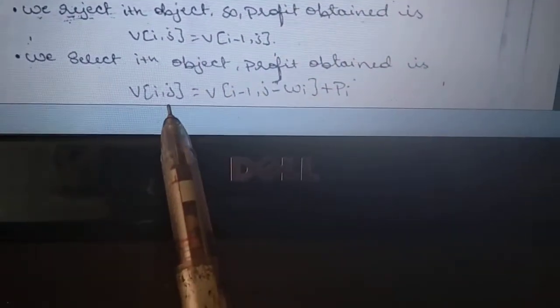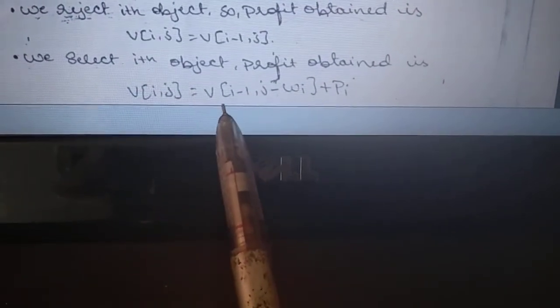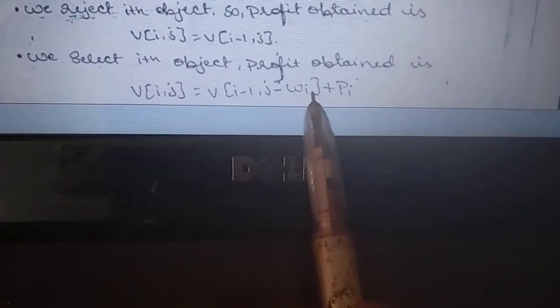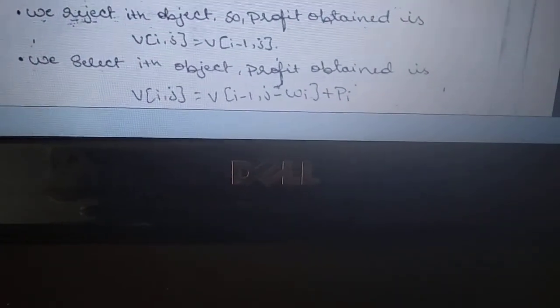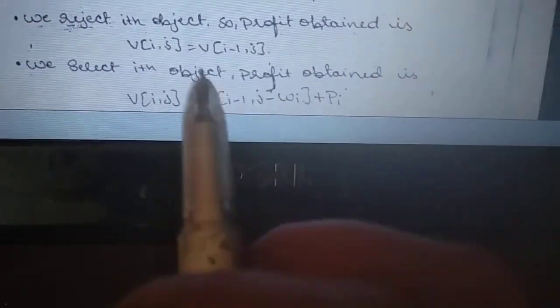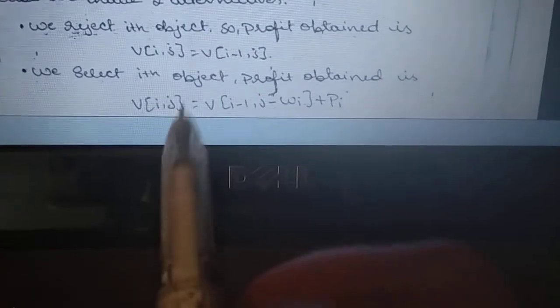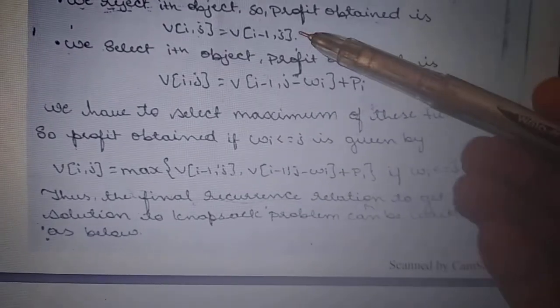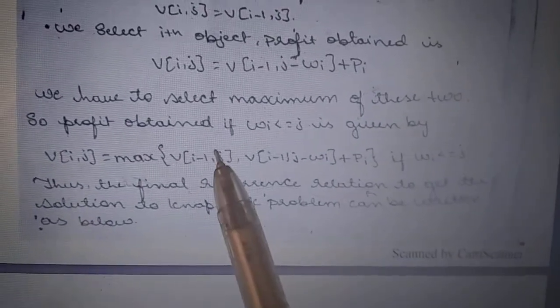Okay, if this condition is true, if Wi is less than the capacity, then select the ith object. The profit obtained, you have to calculate as V of I comma j is equal to V of I minus 1 comma j minus Wi plus Pi. This is the standard formula. We have to calculate the profit if the given object's weight is less than your capacity. I have just told you, you have to consider these two cases. So we have to select the maximum of these two profits, because here we are going to select the maximum profit, is it not?